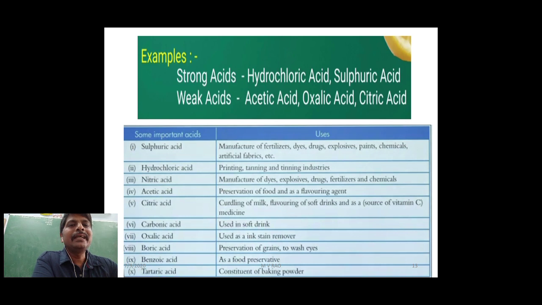So like that, every acid has some important uses. For example, tartaric acid is a constituent of baking powder. Baking powder is used in cooking, making cake. Benzoic acid is used as a food preservative to prevent the spoilage of food. Boric acid is used as an antiseptic for eyes.